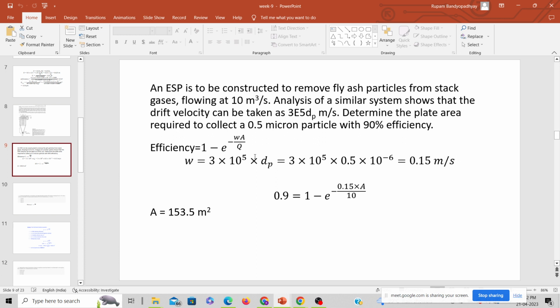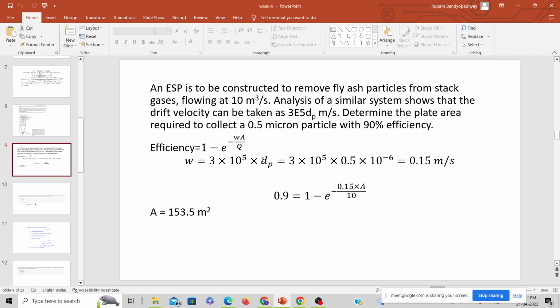This is one problem from electrostatic precipitator. The flow rate is given, and the drift velocity is given with the help of this equation. And the plate area is required to collect this size of particles.